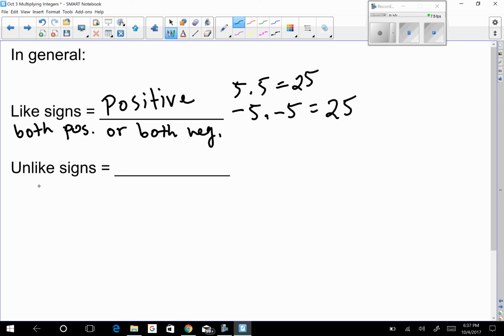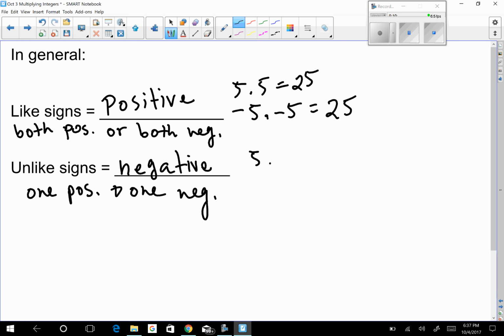Now, if they have unlike signs, where one is positive and one is negative, then your answer is going to be negative. So for example, 5 times negative 5, it's going to be negative 25. Negative 5 times 5 is also negative 25. So if they're the same, answer is positive. If they're different, your answer is negative. You can kind of think about it like teammates. If they're on the same team, they have a positive relationship with each other. If they're on different teams, they probably don't have such a positive relationship with each other, so they're negative.